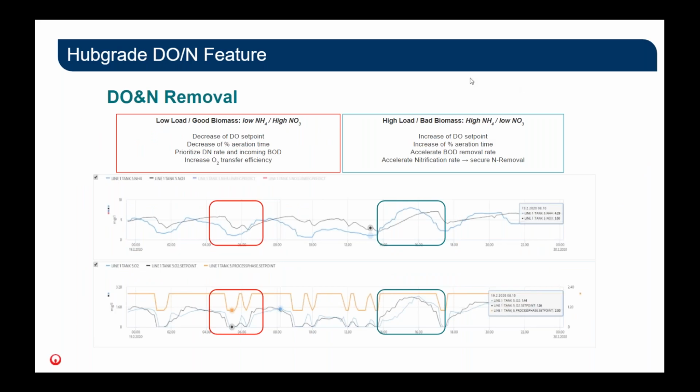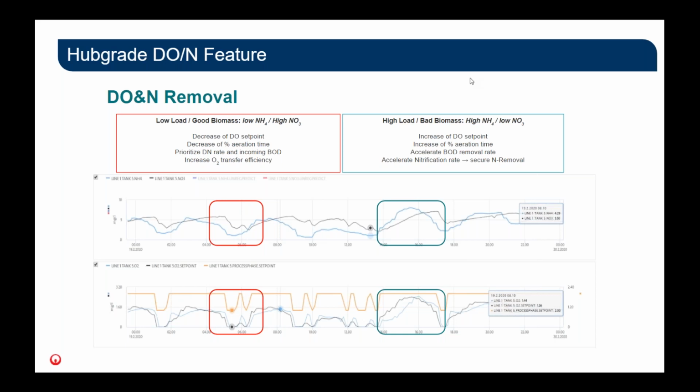So on this slide, we're really looking at two extremes to, in a very simplistic way, define what is happening. On one end of the spectrum, you could have a very low load or very active biomass condition where you have very low ammonia concentration in the reactor, and correspondingly high nitrate in the reactor.